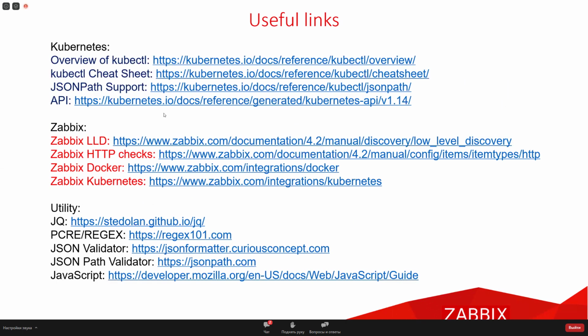We have a bunch of links. A really nice utility link at the bottom is the JSON Path Validator. Once you're obtaining that data in JSON, you can use the JSON Path Validator to see how you can reference a specific data point, this specific pod, or this specific node that you have obtained. Or of course, if you're using JavaScript, here is a JavaScript guide. And if you're using regex at some point to extract some data via a regular expression, you can use regex 101.